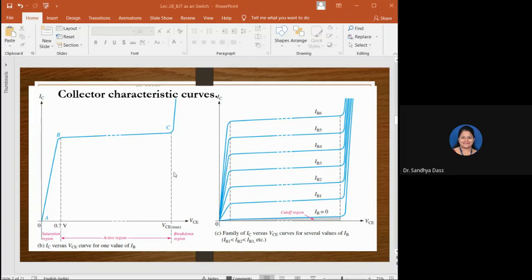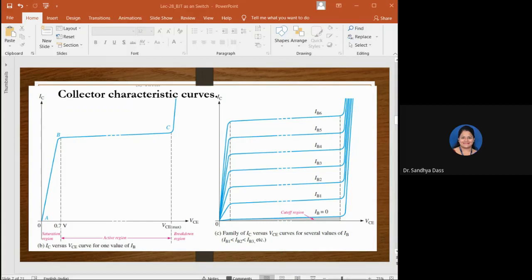Keeping a particular base current, that means the base emitter junction will be forward biased, isn't it? Right? And initially, if you take VCC equal to 0, what will be the condition of the base collector junction? Can anyone tell me?